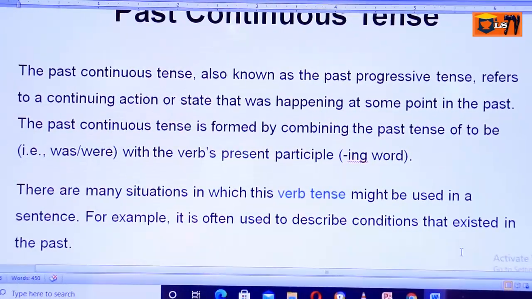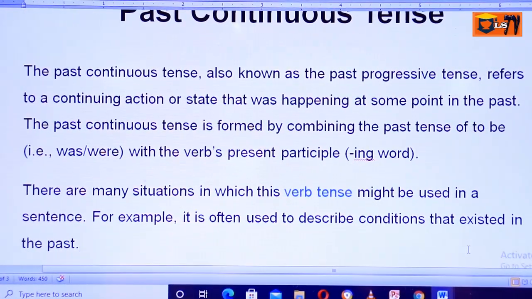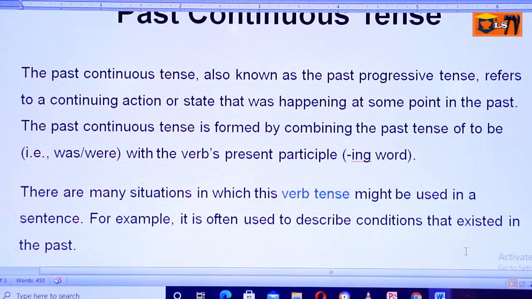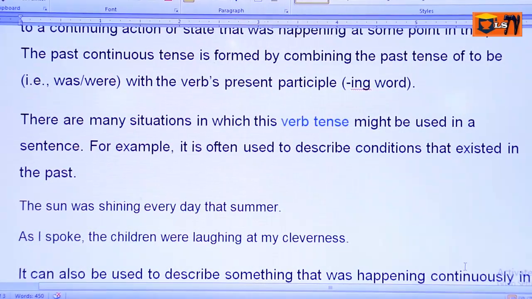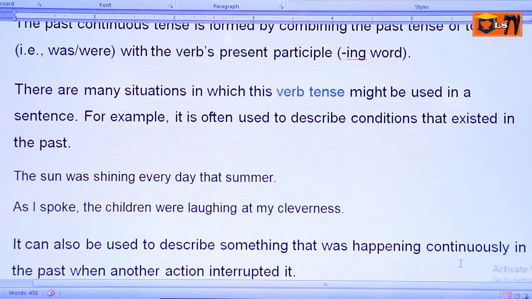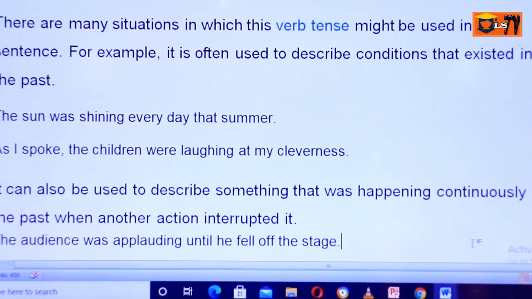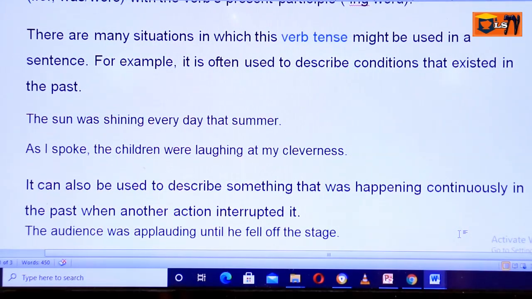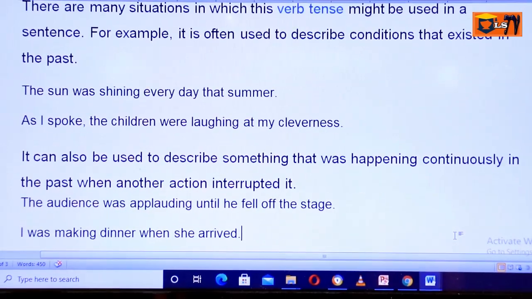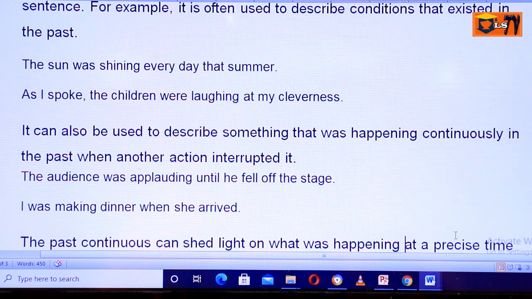There are many situations in which this verb tense might be used in a sentence. For example, it is often used to describe conditions that existed in the past. The sun was shining every day that summer. As I spoke, the children were laughing at my cleverness. It can also be used to describe something that was happening continuously in the past when another action interrupted it. The audience was applauding when he fell off the stage. I was making dinner when she arrived.